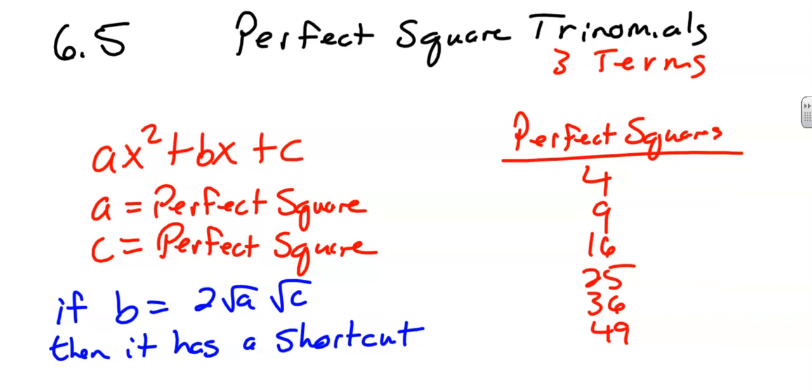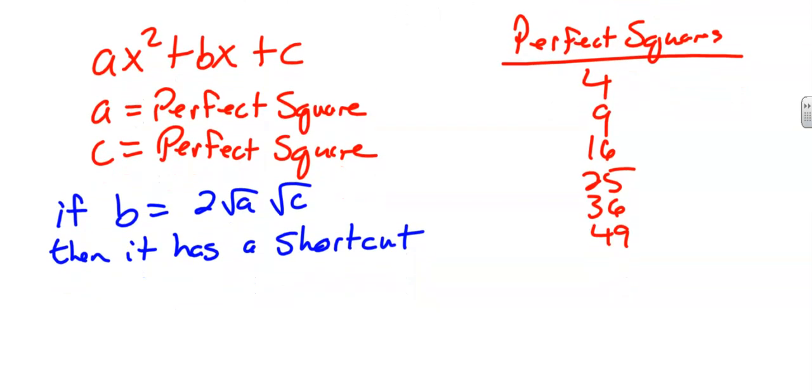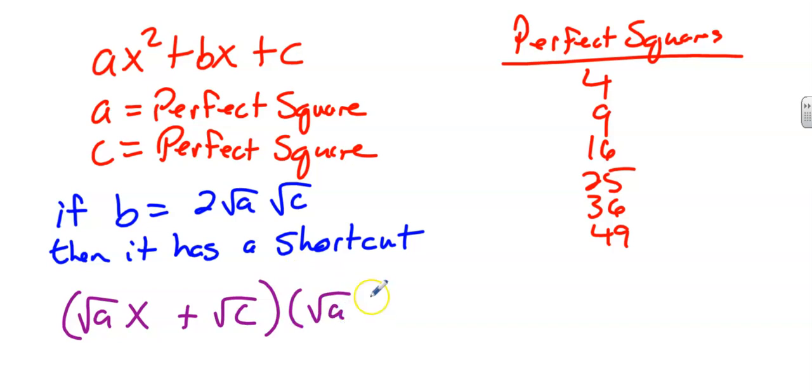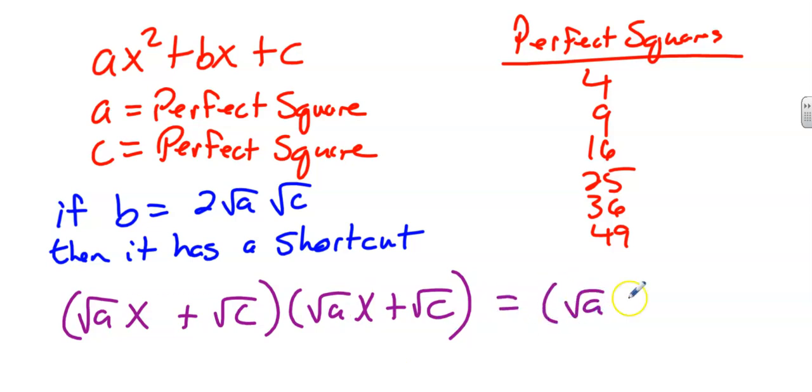If that comes out to be the case, then all you're going to do, if you had this thing, it's basically going to be the square root of a x plus the square root of c, squared. Now, let me back up one step, because here's technically what you would do: you would write it twice. But because you write it twice, then you can say, all right, well, that's just the square root of a x plus the square root of c, squared.